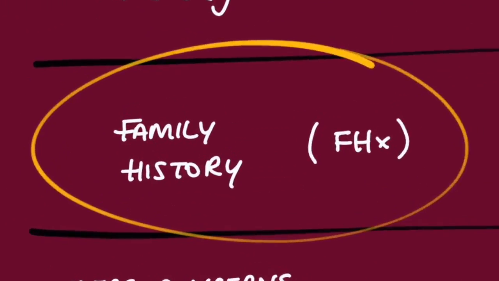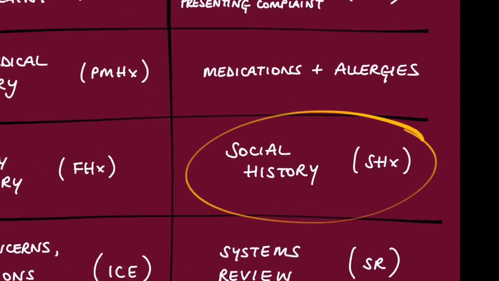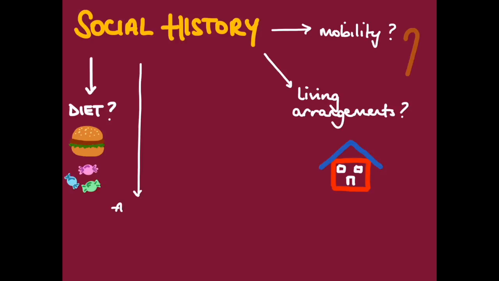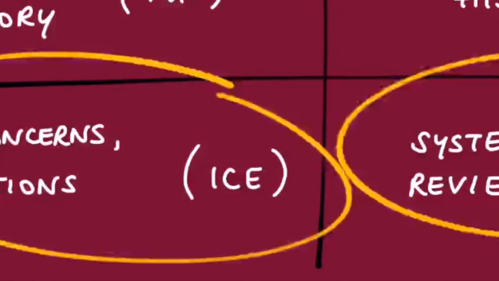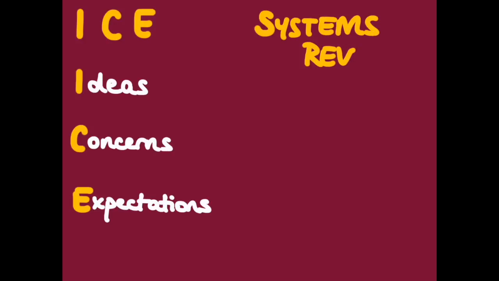For a family history, you will want to recap those significant medical conditions that you may have asked about in his past medical history, conditions that may lead to sudden death, or any known genetic conditions. Important information for a social history will cover the patient's mobility and whether he lives alone. You will also want to consider the usual questions about diet, level of activity, alcohol, smoking, and drugs. To complete your history, make sure you always ask about ideas, concerns, and expectations, and do your systems review. People can go about these in a multitude of ways, so find one that suits you.